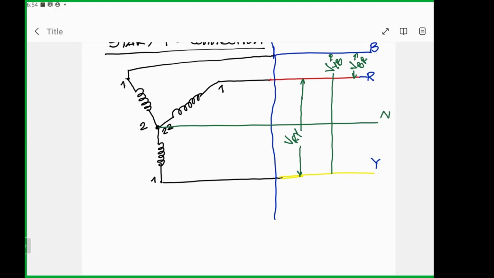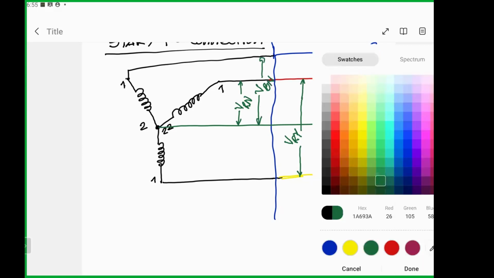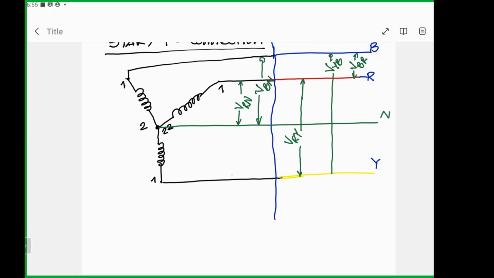What else can we define? We can also define the phase to neutral voltage. So we can identify another voltage that is called VRN, and then we can have VYN, and VBN. So these are the different voltage quantities we can identify.